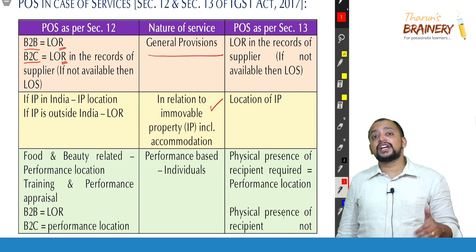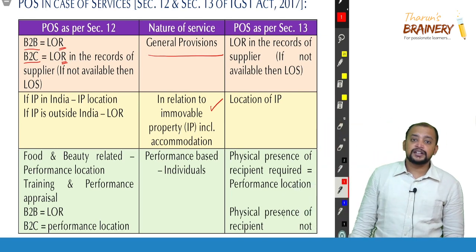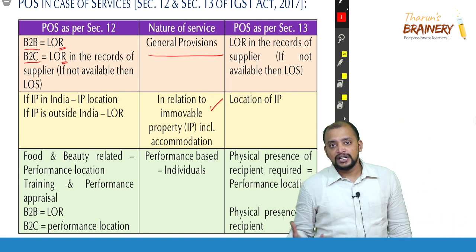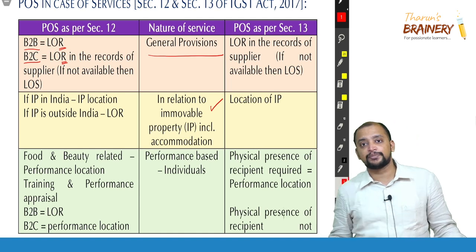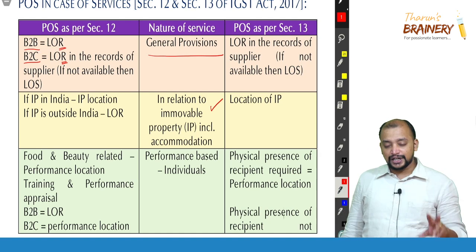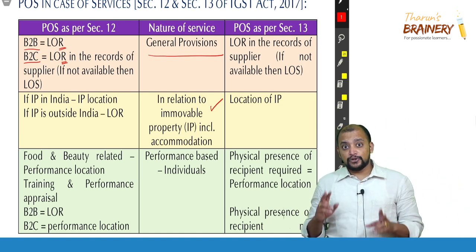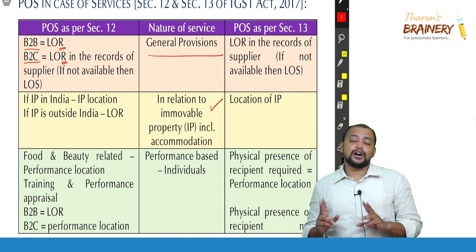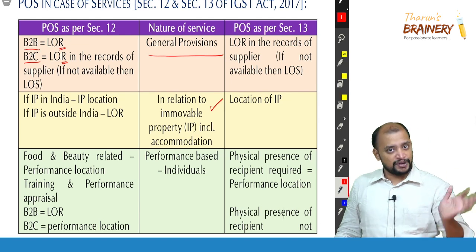Suppose it is training and performance appraisal, any corporate trainings or normal trainings. Performance appraisal is, for example, acting as a judge for a reality show. We need to check whether it is B2B or B2C. If it is B2B, location of recipient. If it is B2C, location where service is actually performed.